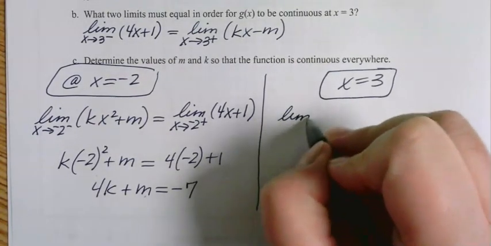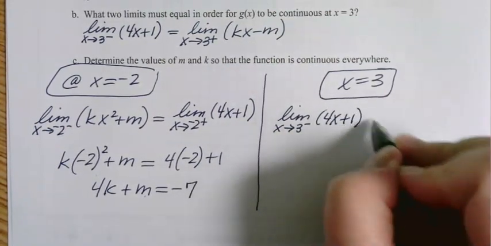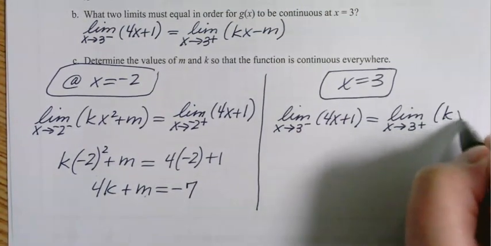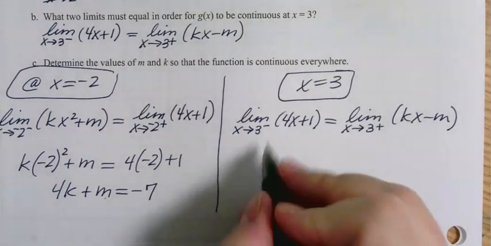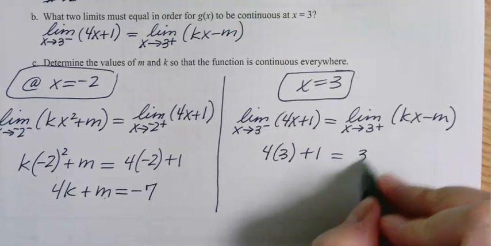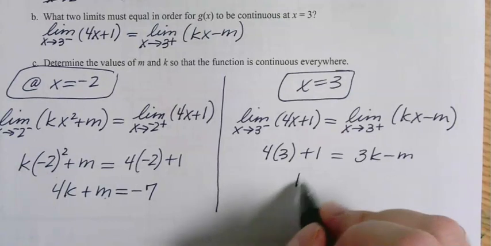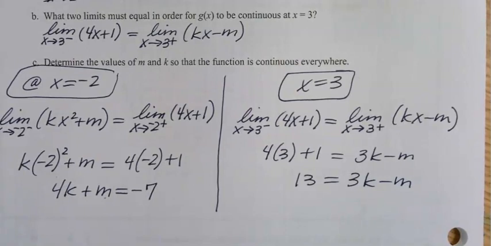Okay. So the limit as x approaches 3 from the left of 4x plus 1 has to equal the limit as x approaches 3 from the right of kx minus m. So again, I can put that positive 3 in there and say this is going to be 12 plus 1. This is going to be 3k minus m. Remember, we're plugging into x. So 12 plus 1 is 13 equals 3k minus m. And now I have my two equations and two unknowns, which I can create a system of equations out of to be able to find k and m.